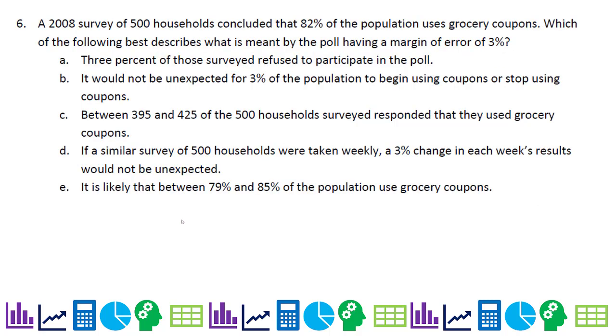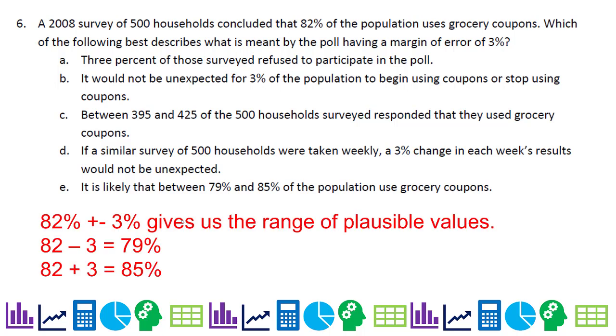Number 6. A 2008 survey of 500 households concluded that 82% of the population uses grocery coupons. Which of the following best describes what is meant by the poll having a margin of error of 3%? Well, it's 82% plus or minus 3%. This gives us the range of plausible values. So from the low end, it could be anywhere from 79% to 85%. So it's likely that we did capture the true value somewhere in that range. All right, all of those are plausible values, so the correct answer is E.